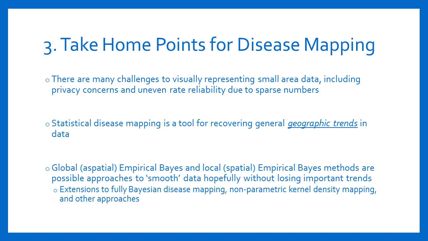We talked about both global or aspatial empirical Bayes and local or spatial empirical Bayes as methods that can smooth the data. I will note that while we haven't talked about it today, there are extensions of the empirical Bayes tools to fully Bayesian disease mapping, which has much more functionality, the ability to incorporate covariates and to change the spatial relationships and so forth. There are also tools for producing non-parametric kernel density maps and other approaches for disease mapping as well. So we've only really talked about a couple, but they happen to be relatively easy to incorporate and relatively useful and reliable.